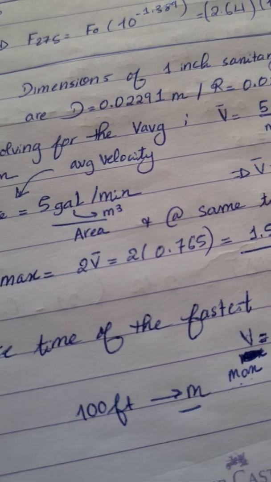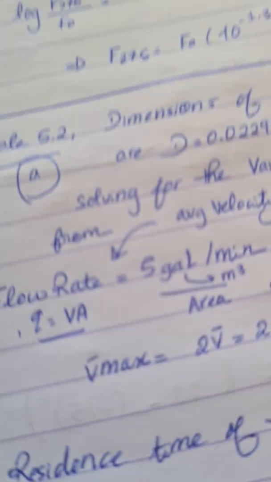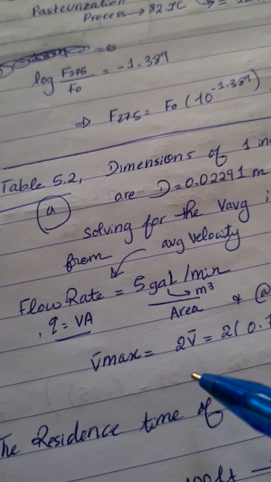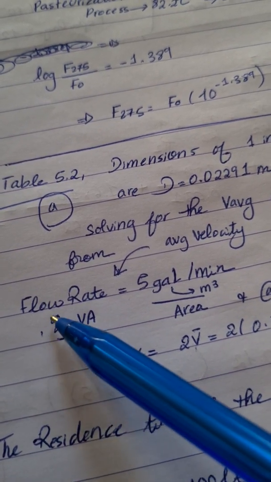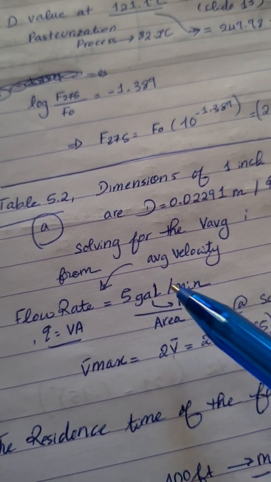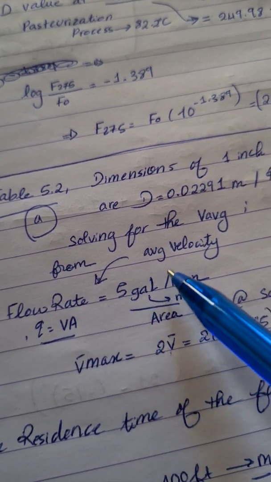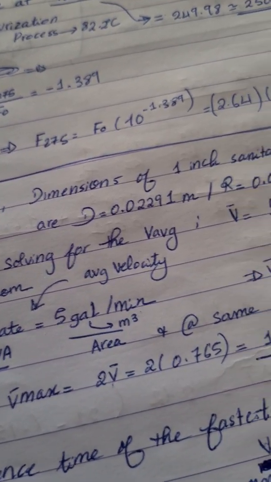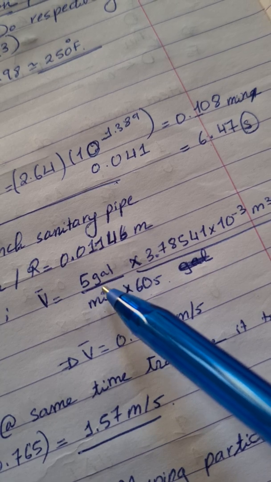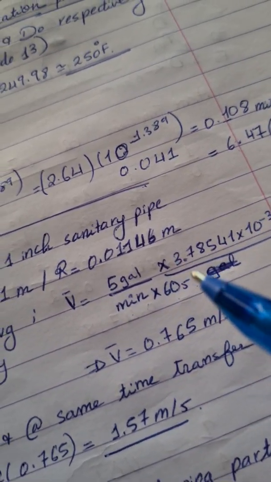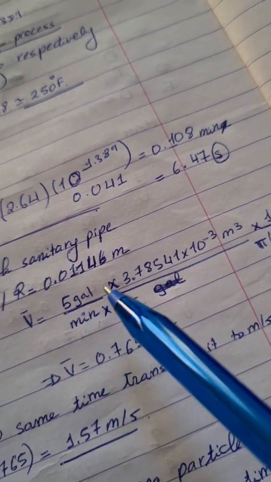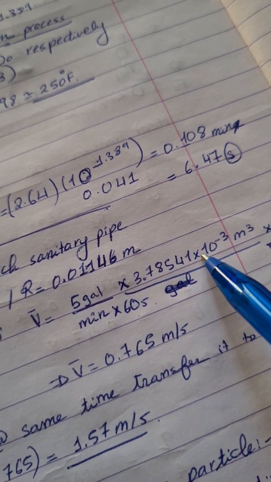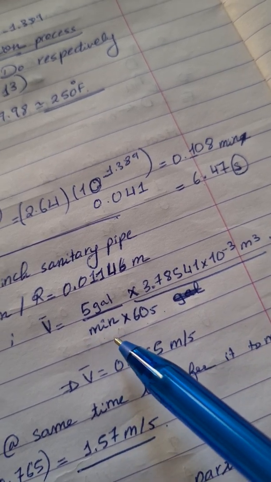V maximum is equal to 2 times the V average, okay? And I can get the V average from the flow rate because Q equals V times A. And the flow rate is given to us, 5 gallons per minute. So it would be the flow rate over the area. Great. The 5 gallons per minute, I'm going to convert to the SI unit, meter cube, by multiplying it by 3.78541 times 10 to the power minus 3, and the minute into seconds.